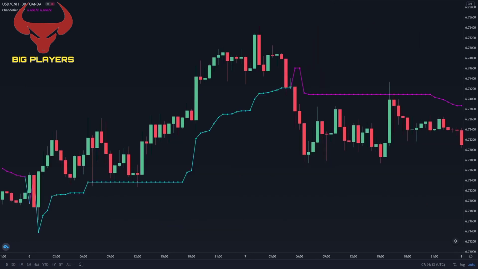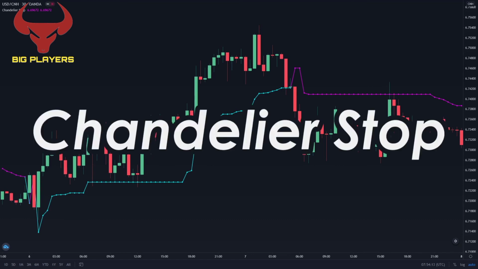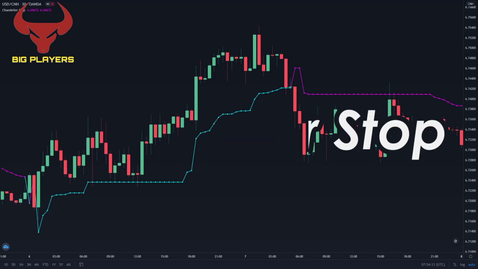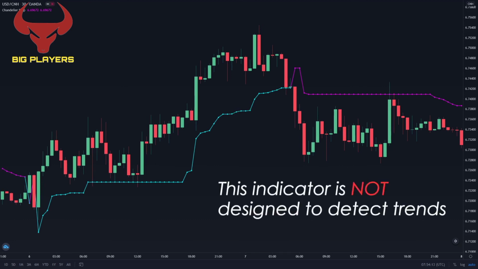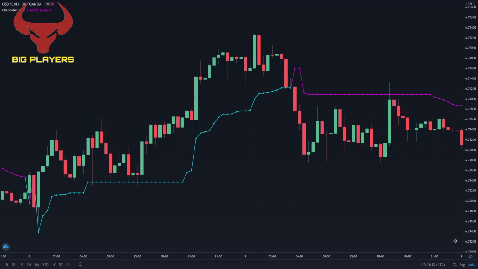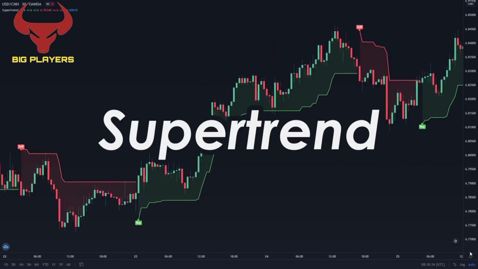If you want to use the ATR as a trailing stop loss, you can use an indicator called the Chandelier Stop. This indicator is also based on the ATR. It is designed to keep traders in trend until a reversal happens. So, you can close your trade when a candle hits the Chandelier Stop. And disclaimer, this indicator is not designed for entry positions. You don't want to take long or short positions based on this indicator. If you want a similar indicator that is actually designed to detect trends, you can use the super trend indicator instead.